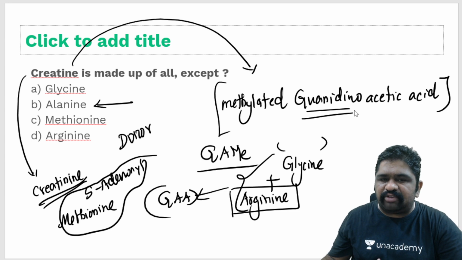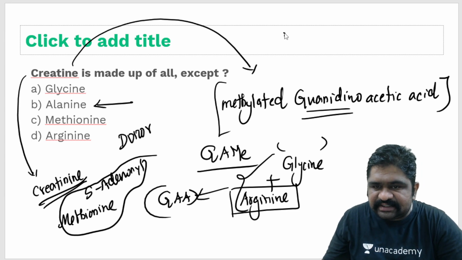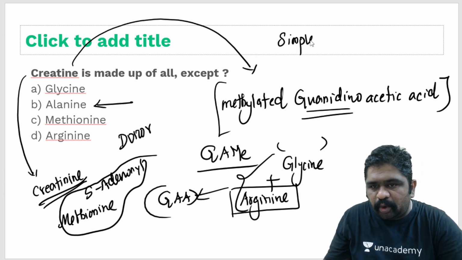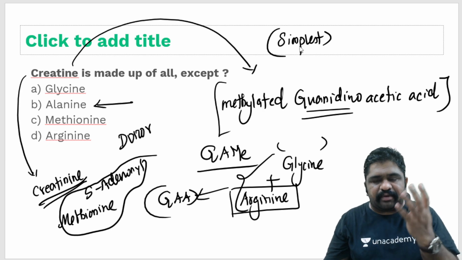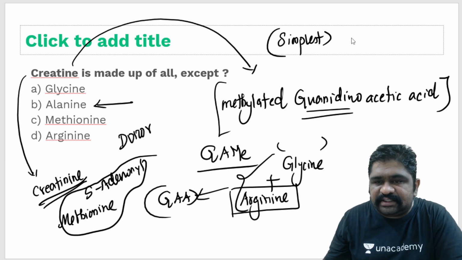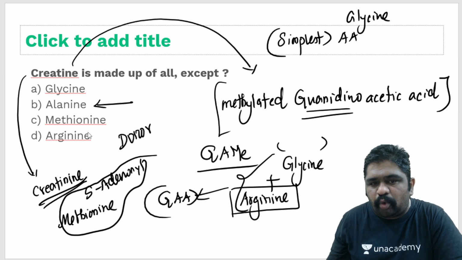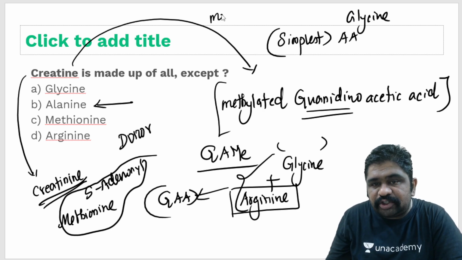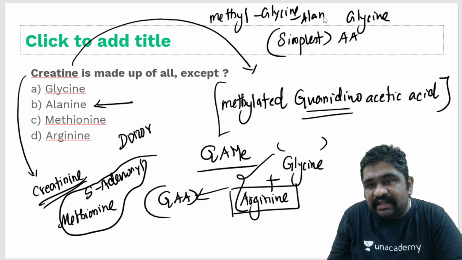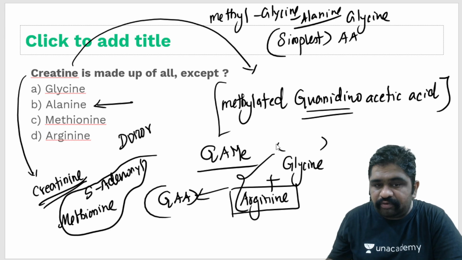What are the other things you have to remember here? Glycine is the simplest of amino acids. What are the other extra data that you can get from this question and its explanation? The simplest amino acid ever would be glycine. And what is alanine? The methylated version of glycine is called alanine. But this alanine is not involved in the synthesis of creatine.